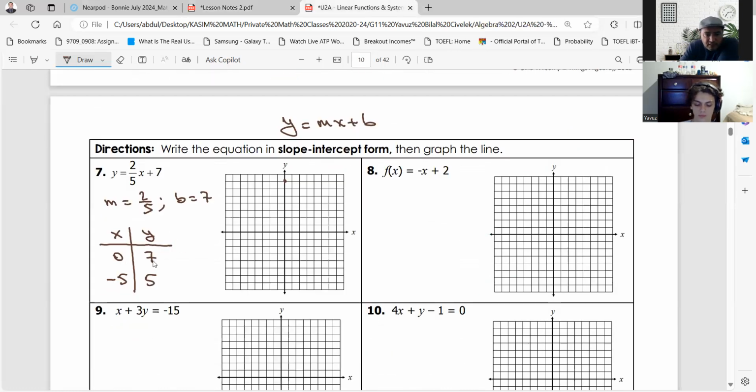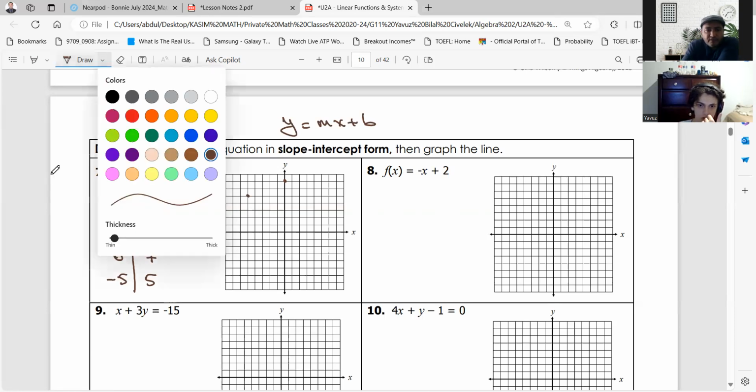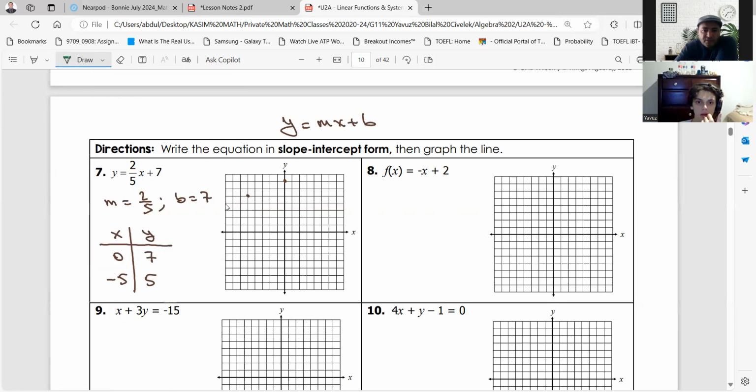So when x is 0, y is 7. When x is -5, y is 5, right? So here, -5, 5, that's 1, 2, 3, 4, 5. It is here, the second point. That's it. And now if I just connect these, we will get our straight line. So our straight line will be this line. If you put your ruler onto these points and draw it, that's it.